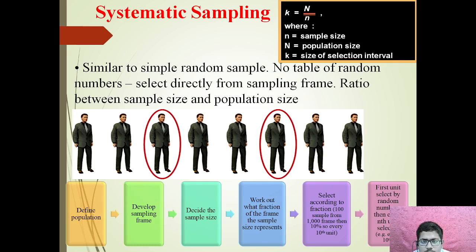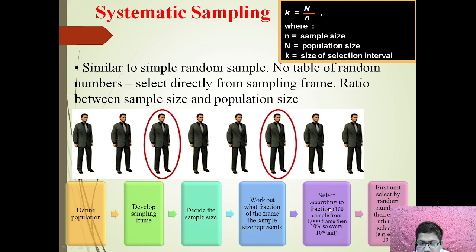Then systematic sampling. This is similar to random sampling, but there is no table of random numbers. Select directly from the sampling frame, using the ratio between sample size and population size. That is, we define the population, develop the sampling frame, decide the sample size, then work out what fraction of the frame the sample size represents.